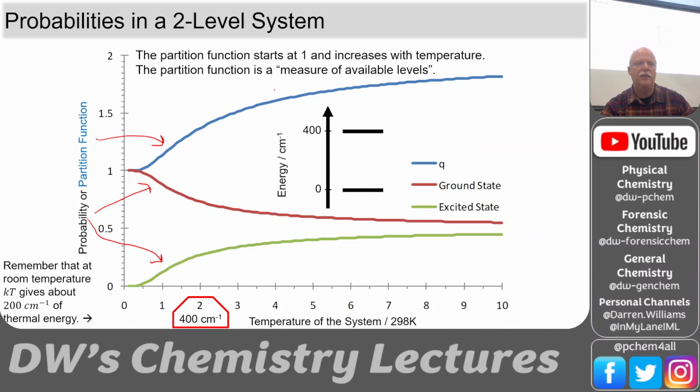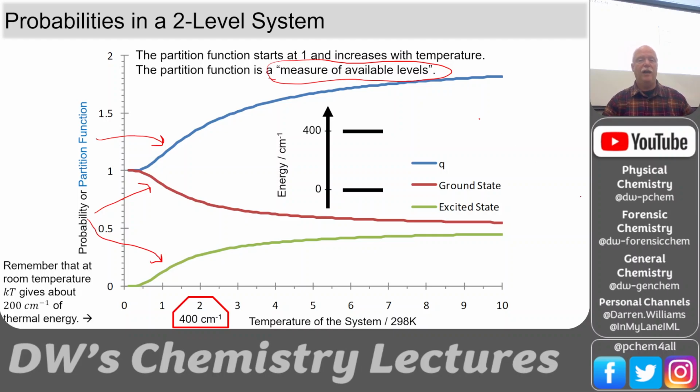So notice what happens. Let's just focus on the partition function first. So it starts at 1 and increases with temperature. And so the partition function is a sort of a measure of the available levels. And in a two-level system, the max it can be is 2. And the minimum it can be, you might think the minimum would be 0. But you can't have a partition function of 0. Because there's always a level available, and it's the ground state. So when you go to absolute 0 temperature, everything's in the ground state.